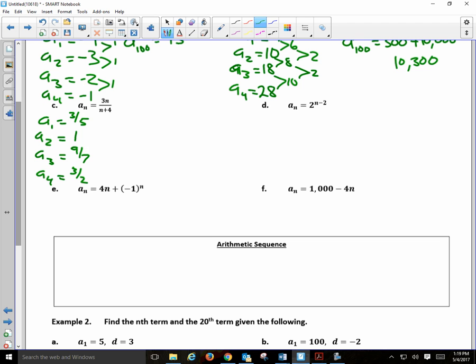Okay, look at this one. A sub 1 is 2 to the negative 1, which is 1/2. A sub 2 is 2 to the 0, which is 1. A sub 3 is 2, and a sub 4 is 4. And it's easy to see that every time you're multiplying by 2. So in this case, a sub 100 would be 2 to the 98th power. That's a big number, so we'll just leave it like that.